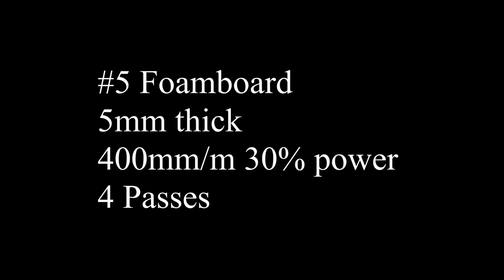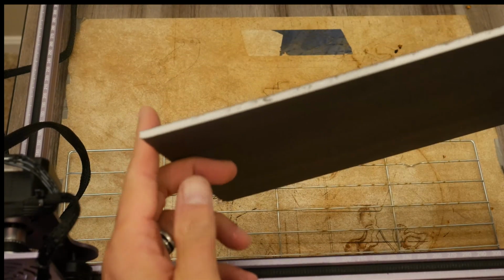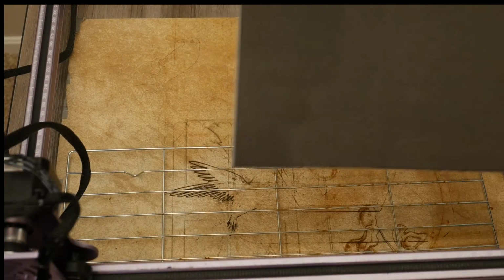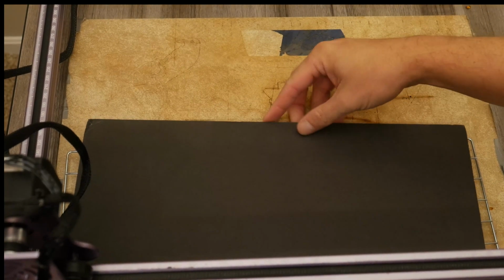This time, let's try something not so dense, like this 5mm thick foam board. I got this foam board from the Dollar Tree, and it's good for hobbies. However, because it's not very dense and probably highly flammable, I'm just going to adjust the speed to 30% and do only 4 passes.